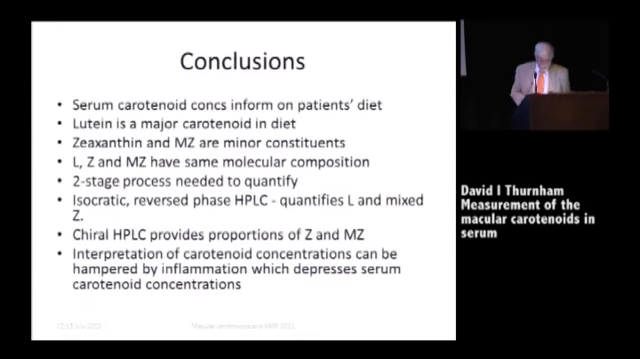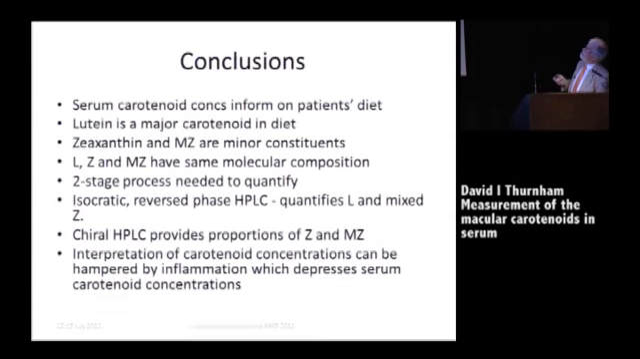So in conclusion, just quickly go through this. Serum carotenoids inform on a patient's diet. Lutein is the major carotenoid in the diet, which is useful for macular. Zeaxanthin, MZ, minor constituents. From what Dr. Johnson would suggest, MZ is probably not in the diet unless you're living in Mexico or in parts of California.